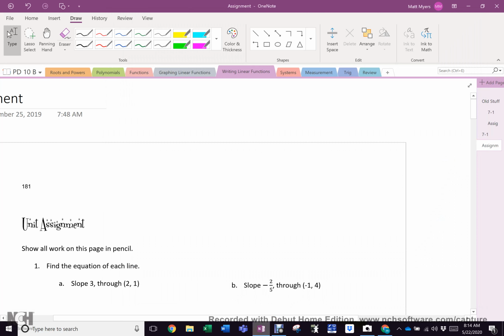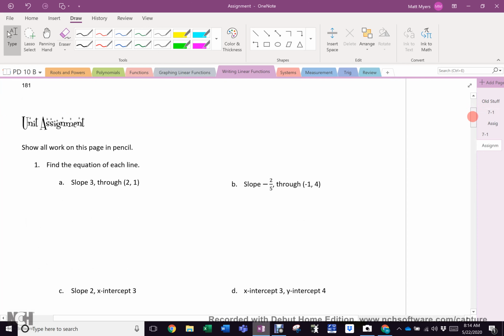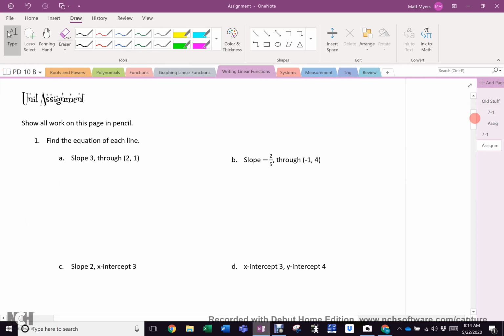So here we are on page 81, or page 166, and let's do the work. Remember, just mark your own. You were supposed to have this done already. I've got a slope. I've got a point. So that's point slope form, obviously. y minus 1 equals 3 times (x minus 2).